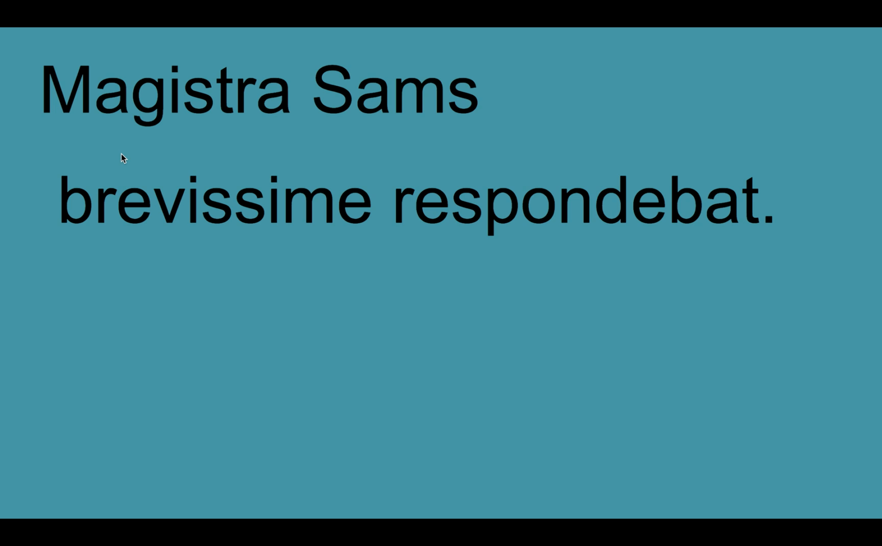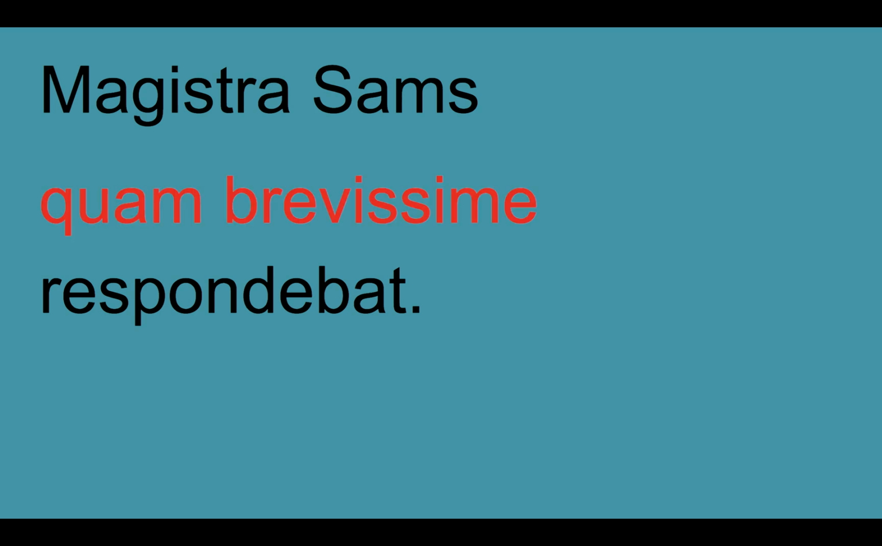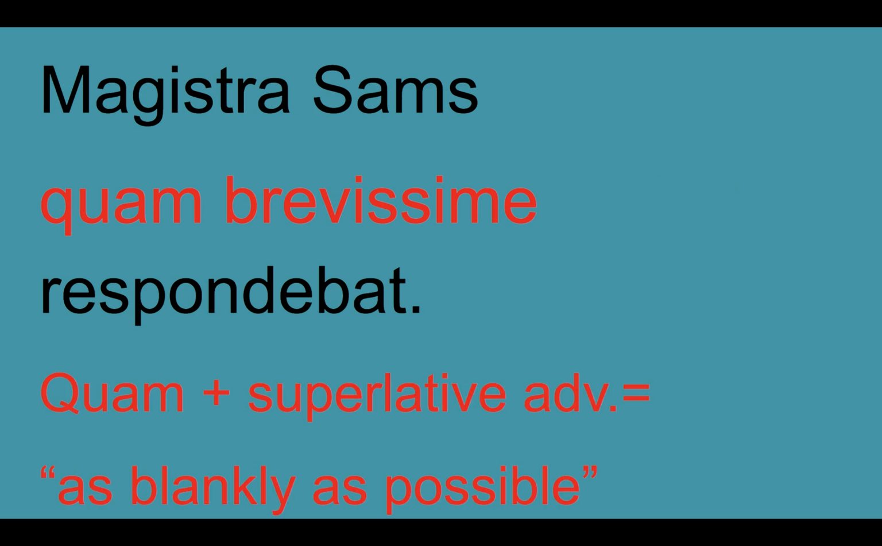Now, in reality, she usually has a little bit more to say. But we could also say Magistra Sams respondebat quam brevissime. When you see quam with the superlative adverb, it means as briefly as possible. There it is. Quam plus the superlative adverb. The -e on the base of brevis makes it very briefly. And then quam brevissime assumes a form of possum that actually drops out: as briefly as she is able. Quam plus the superlative adverb means as blankly as possible.